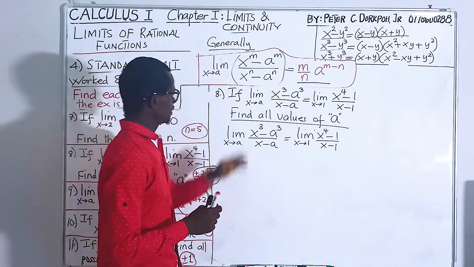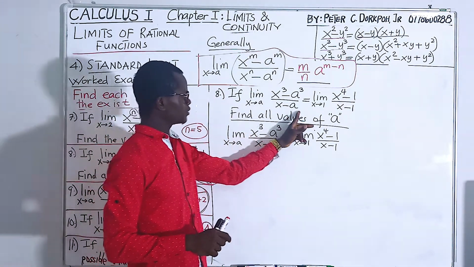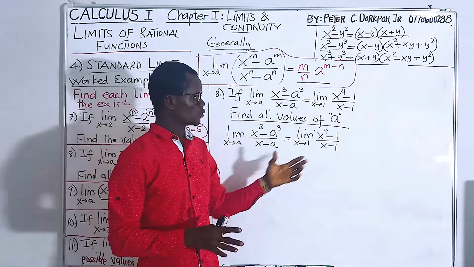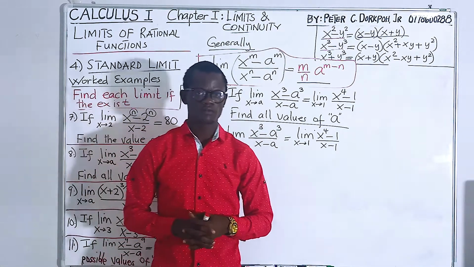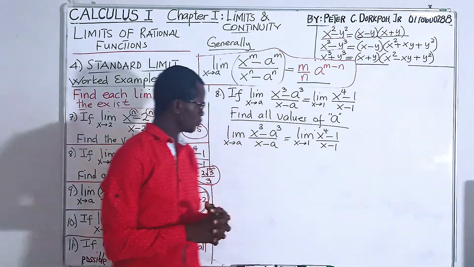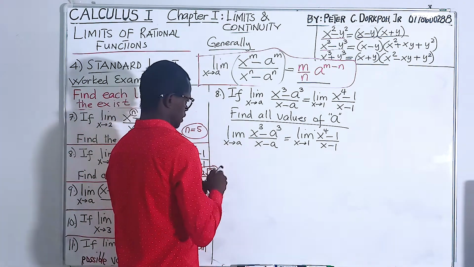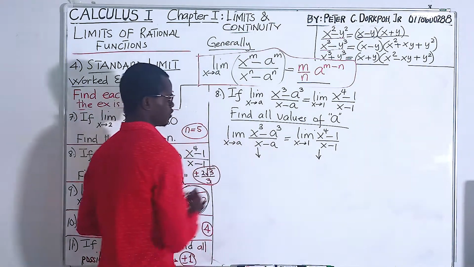Next problem says, if the limit of x cubed minus a cubed divided by x minus a equals the limit of x to the 4th power minus 1 divided by x minus 1, find all values of the variable a. So we can individually simplify these limits and solve for a.